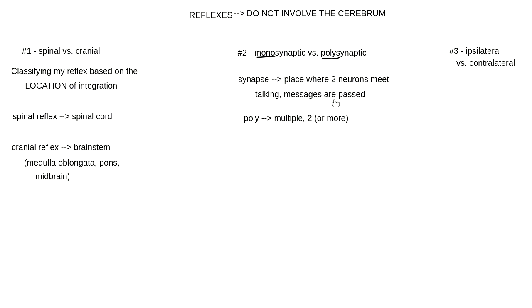Polysynaptic. So let's take a guess then. When I talk about mono, what might that beginning part mono mean? Any ideas? Yeah, mono just means one. Okay, so every reflex is either monosynaptic, meaning there is one synapse, or it is polysynaptic, meaning there's multiple. There's at least two, possibly more than that.